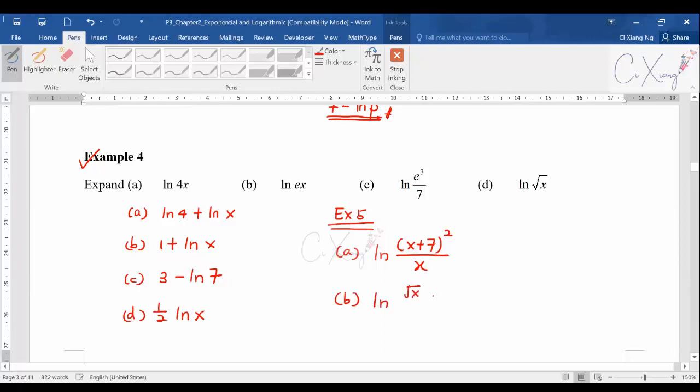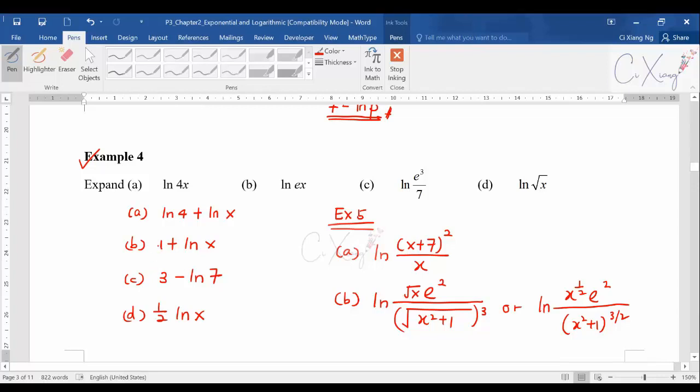This one might be a bit tricky, but I'll just write it like this. Then the whole thing power 3. Or you can write it with all the power. You can write it like this. So this is how you do it for example 5, and also the answer for example 4.